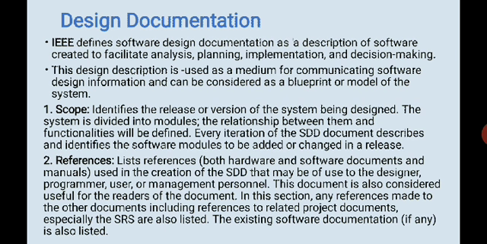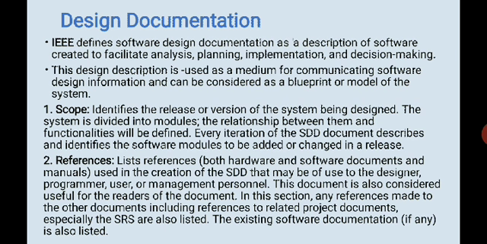First is scope. This identifies the release or version of the system being designed. The system is divided into modules, and the relationship between them and their functionality will be defined. Every iteration of the SDD document describes and identifies the software modules to be added or changed in a release. Next is references, that is, a list of references, both hardware and software documents and manuals used in the creation of the SDD that may be of use to the designer, programmer, user or management personnel. This is also useful for the readers of the document.